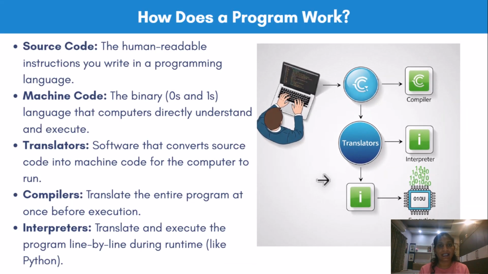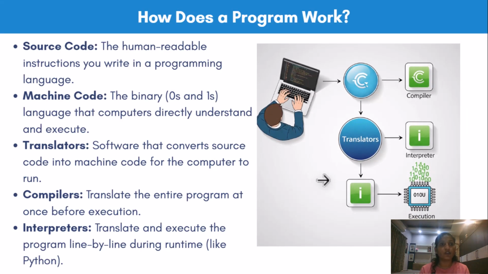Now, how exactly will this programming language work? Whatever code for any language we will be writing, it is called a source code, and that is understandable by us humans. Okay, but this language is not understandable by computer. So this has to be converted to a machine code, that is nothing but the binary language, zeros and ones, which is understandable by the computer. So this work is done by translators.